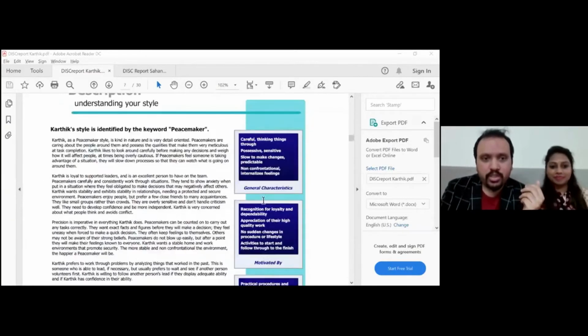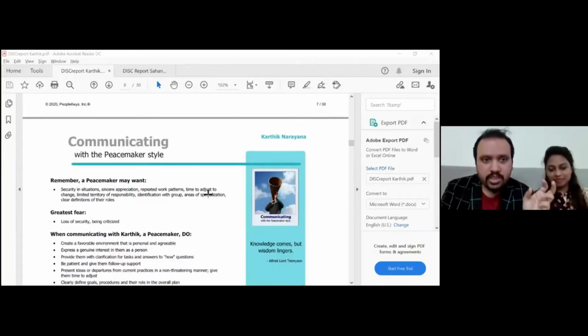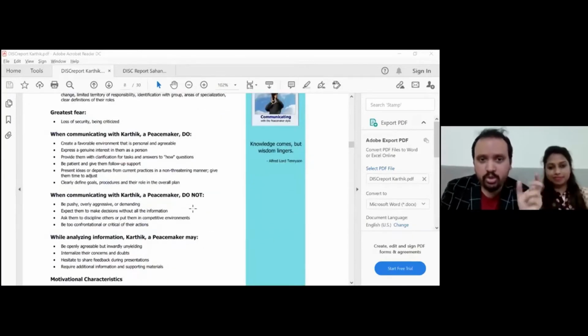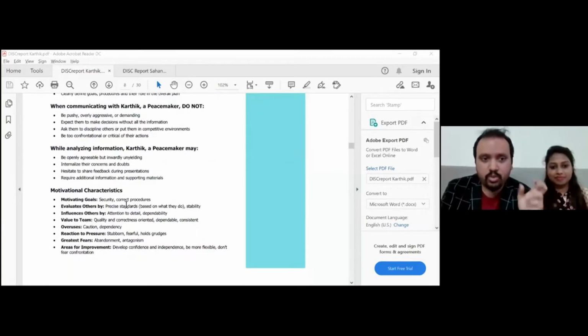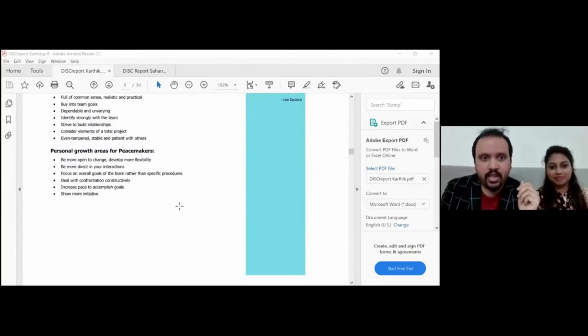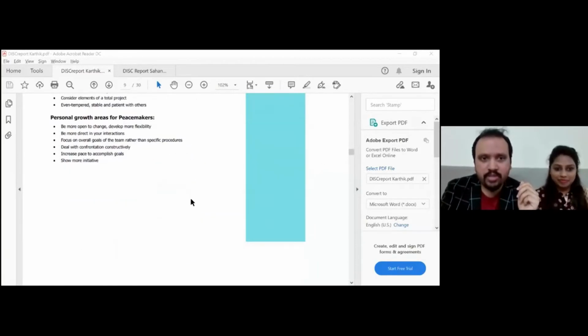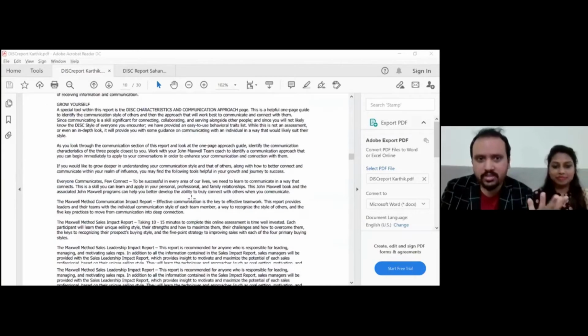Going to the next point, this assessment also describes what our fears are, what I do and do not do, what a peacemaker wants, what the motivational characteristics are, what the positive characteristics are, and what the growth areas are. So many things are there.